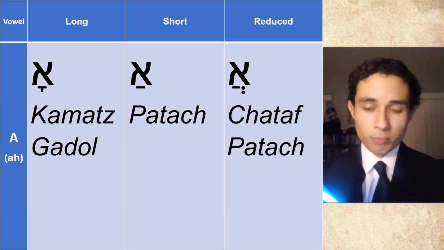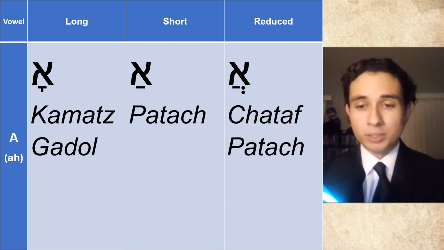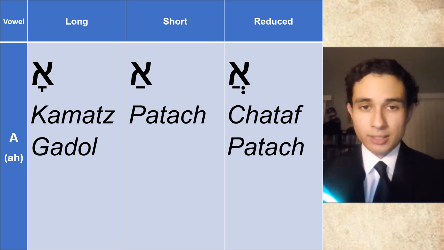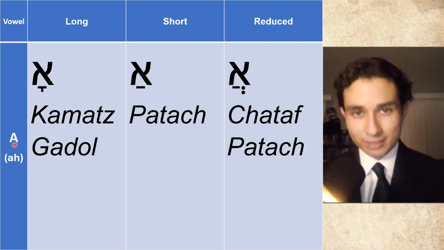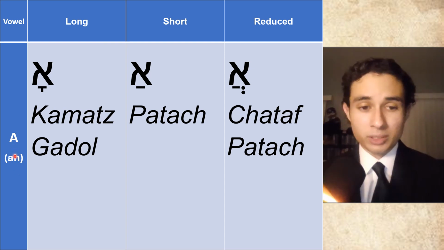All right, so we're beginning with our first vowel, which is an A sound. This vowel sound has three nikudot, three dotting marks. Again, as you see, I do put the letter A, but the sound is ah. So you're never going to get a hard or long A, really it's just an ah sound.